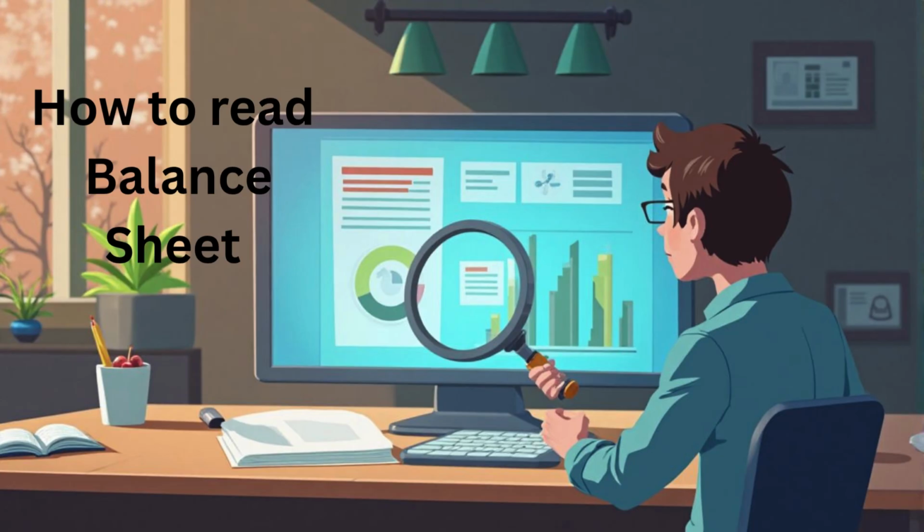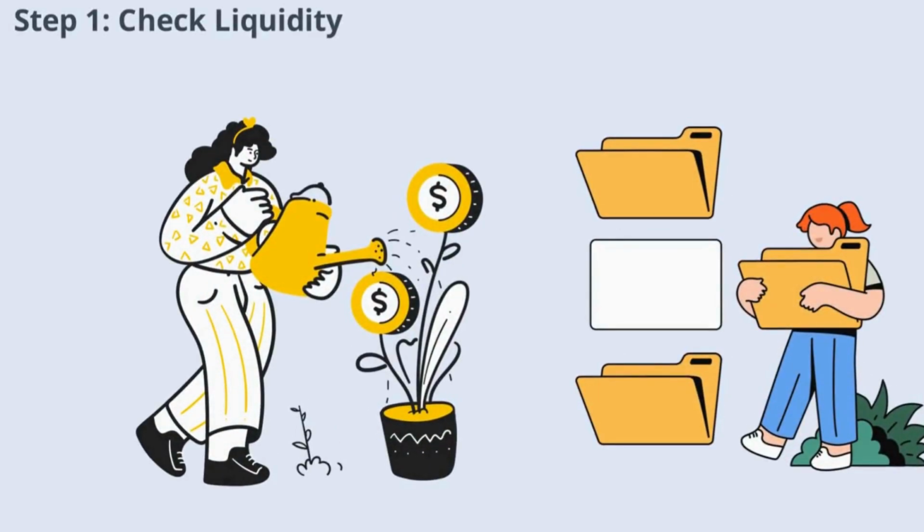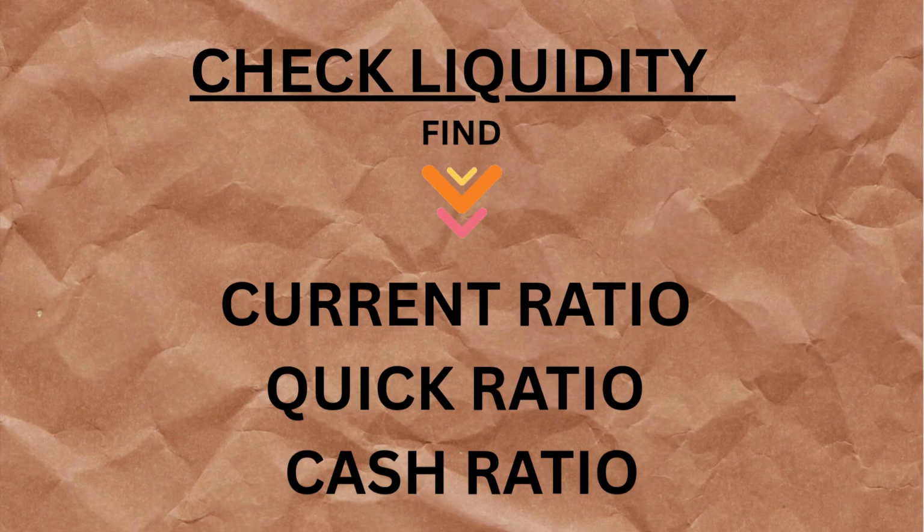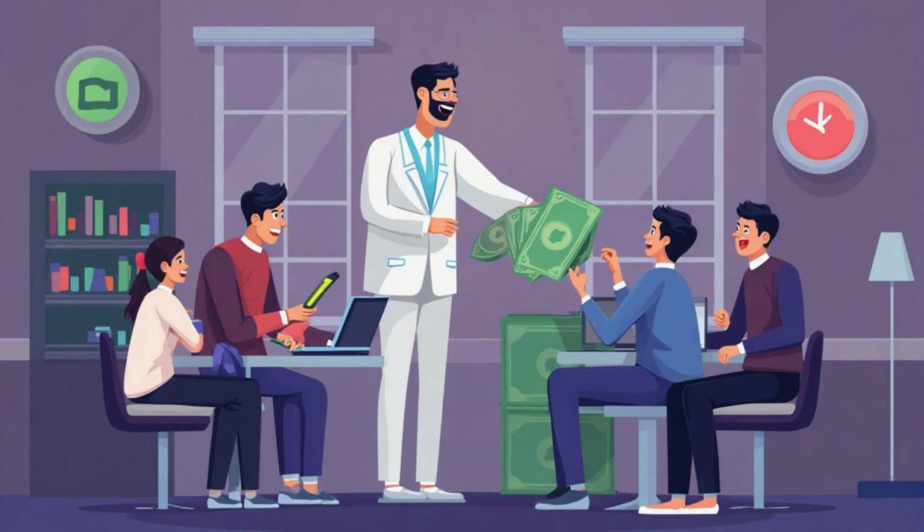Let us find out how to read and analyze a balance sheet step by step. The first step to analyzing the balance sheet is to assess the company's liquidity, like current ratio, quick ratio, and cash ratio. These ratios indicate how adequately current or liquid assets pay short-term liabilities.